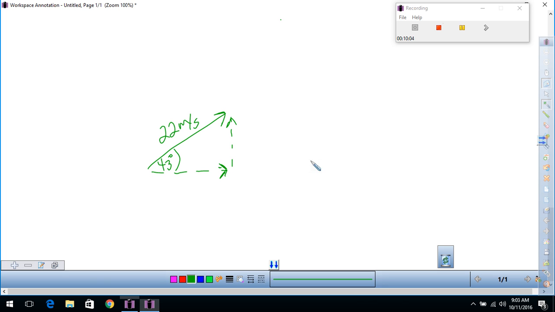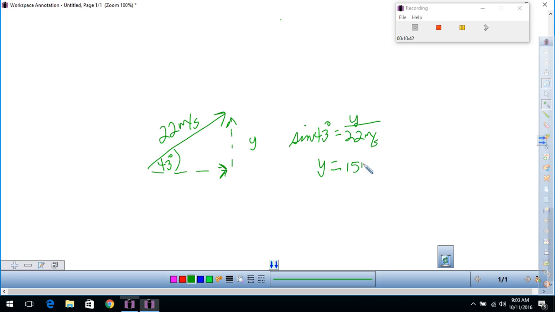So I'm going to find this side. This is lying on the y-axis. So I'm going to call that y, and I'm going to say that the sine of 43 degrees is equal to the side opposite, y, over the hypotenuse, 22. So I'm going to multiply the sine of 43. Make sure your calculator is in degree mode. I can't say that enough. Sine of 43 times 22. And I got 15 meters per second for my y.